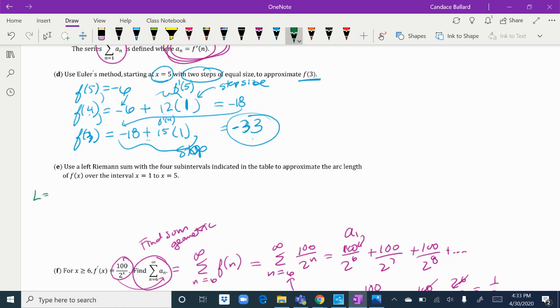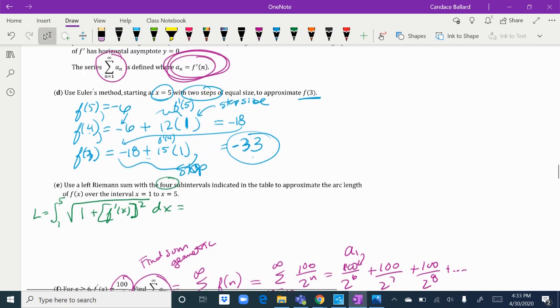Doesn't really matter. We know we're going from 1 to 5 of the square root of, and remember, it's 1 plus the derivative squared with a dx after it. So I'm going to expand what that's going to look like. It says we only need 4 subintervals, okay?